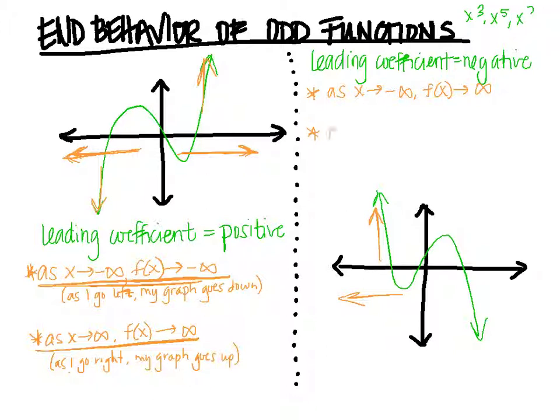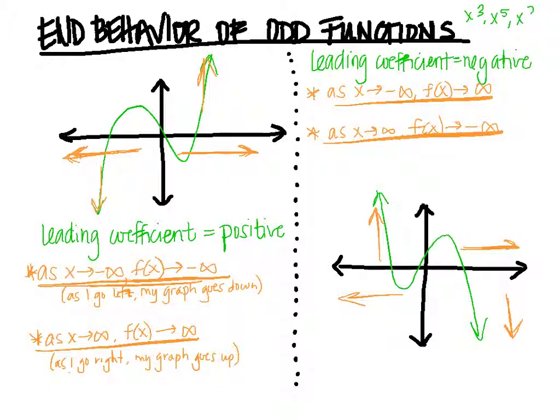In the second one, as x goes right, which is the most positive, so positive infinity, my f of x goes down. As I go right, my graph goes down, therefore f of x goes to negative infinity. Again, I'm only writing these ones this time because you have to be in what we call function notation or end behavior notation. Okay, so this is the odd functions. That's that first column.